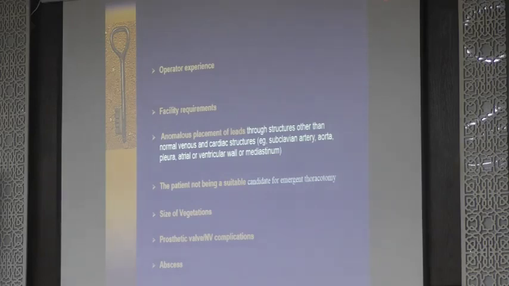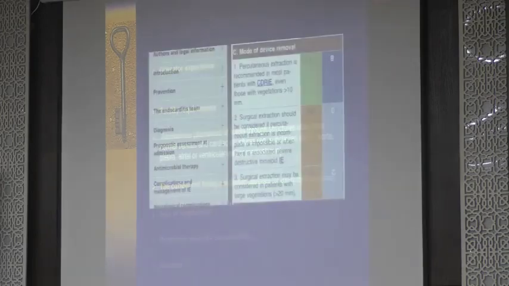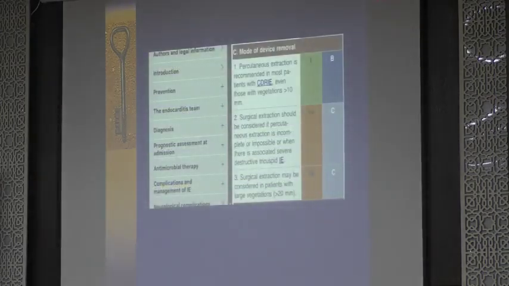The guidelines also mention, as a class 2A, that if your vegetation size is more than 20 millimeters, it's better to go for surgery. Also, mechanical and local complications like an abscess or a prosthetic valve are preferably treated with surgery as well. Here are the guidelines and the evidence, as we mentioned.